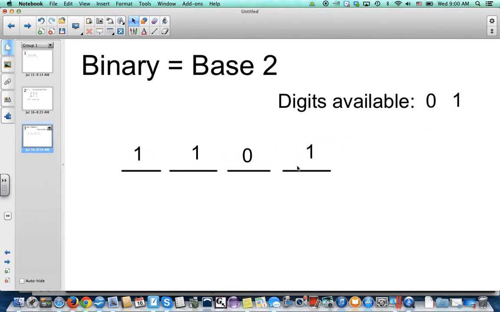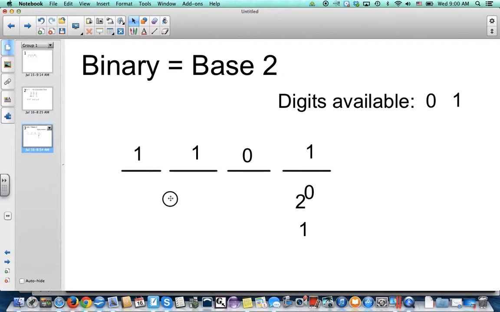Now in base 10 we have a certain name for that, but remember this is base 2. Zeros and ones were the only things we had available to us. But it's going to work the same way. This one here is going to be in the 2 to the 0 spot, which is just the number 1. Anything to the 0 is 1. So there I have 1.